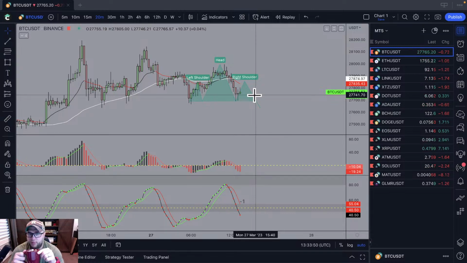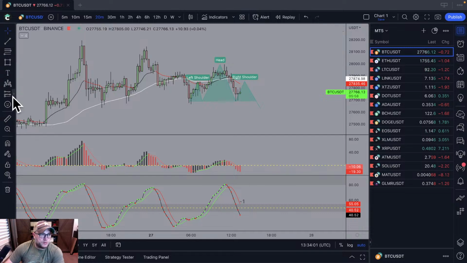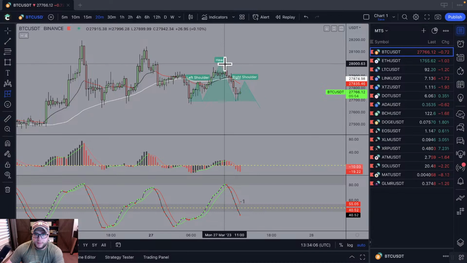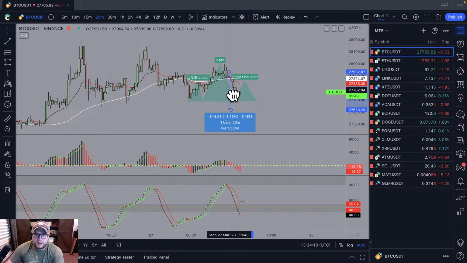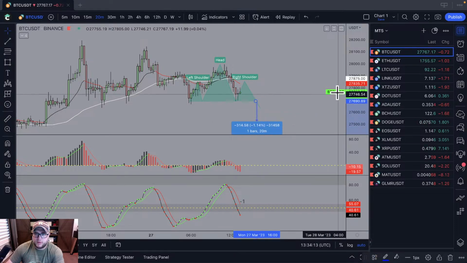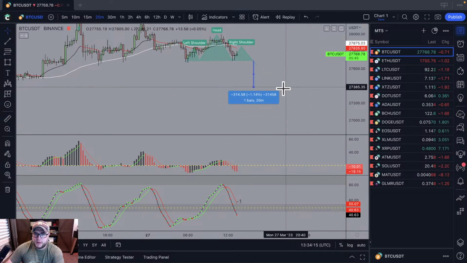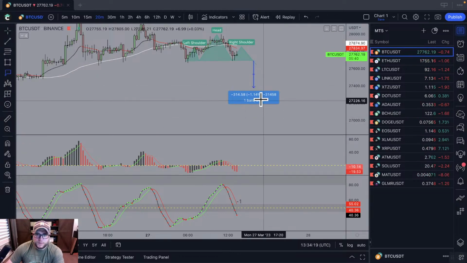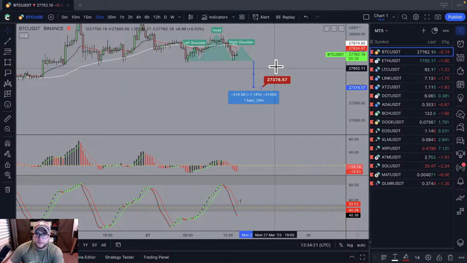But if you can catch that movement, if it does fulfill the right shoulder and you catch that movement, that's really good profit. And I'll show you how to measure it. So how you measure this is you go from the top of the head to the neck line, and if it does break out, that's going to break out that way, and that is going to be your target right there.